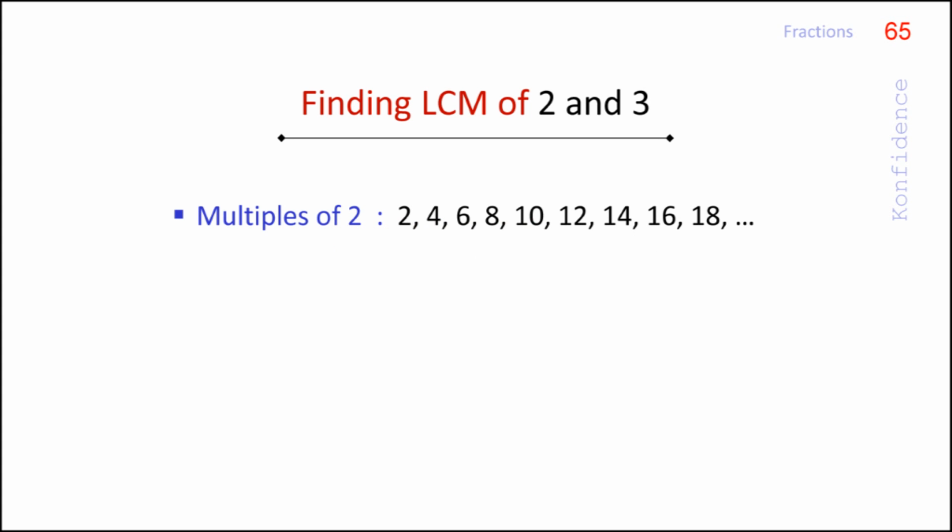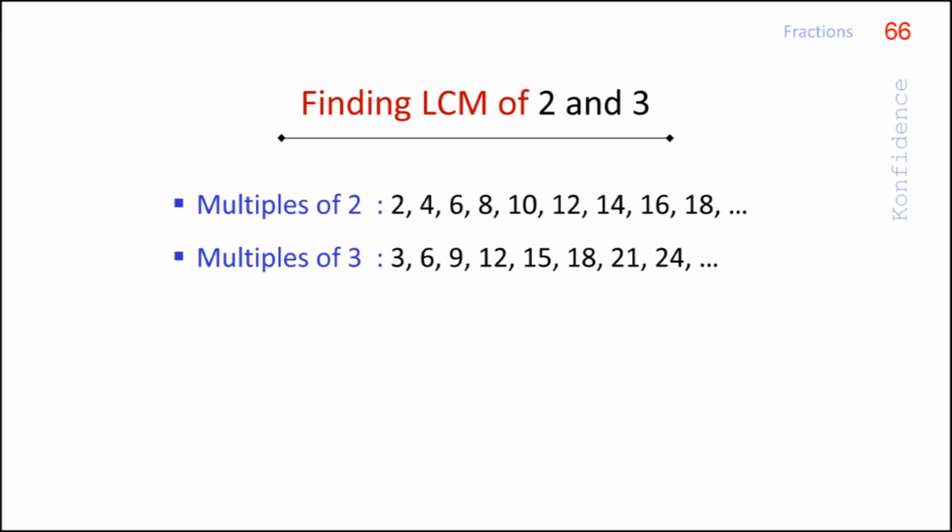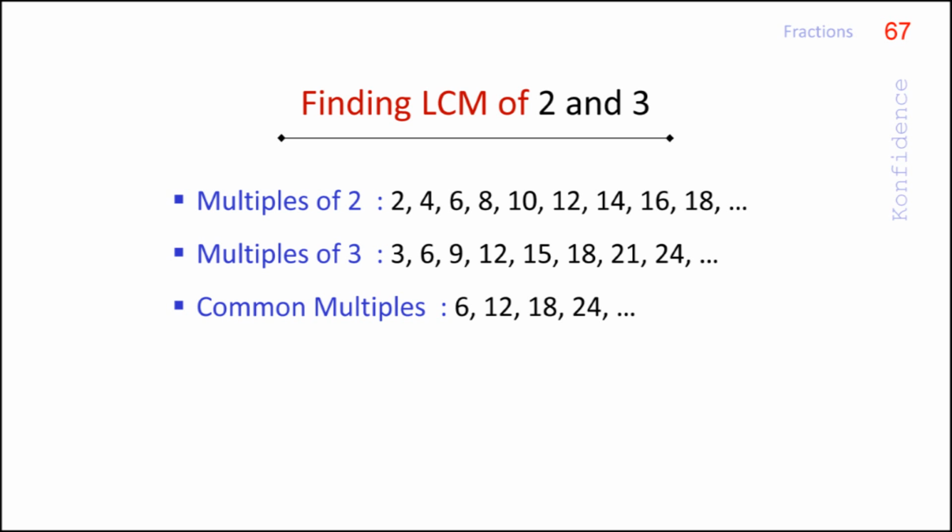Multiples of 2 are 2, 4, 6, 8, 10, 12, 14, etc. Multiples of 3 are 3, 6, 9, 12, 15, 18, etc. LCM should be a common multiple of 2 and 3. The common multiples of 2 and 3 are 6, 12, 18, 24, etc.